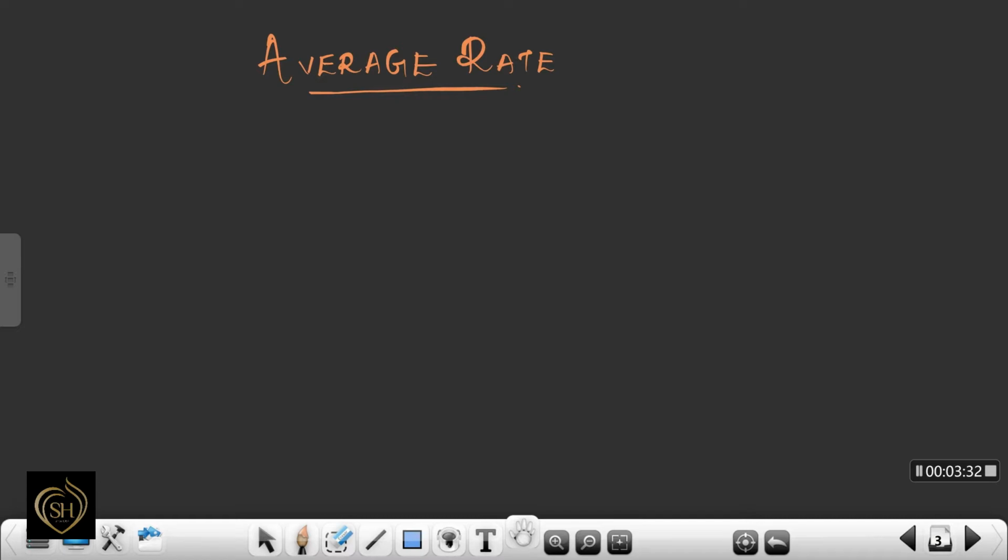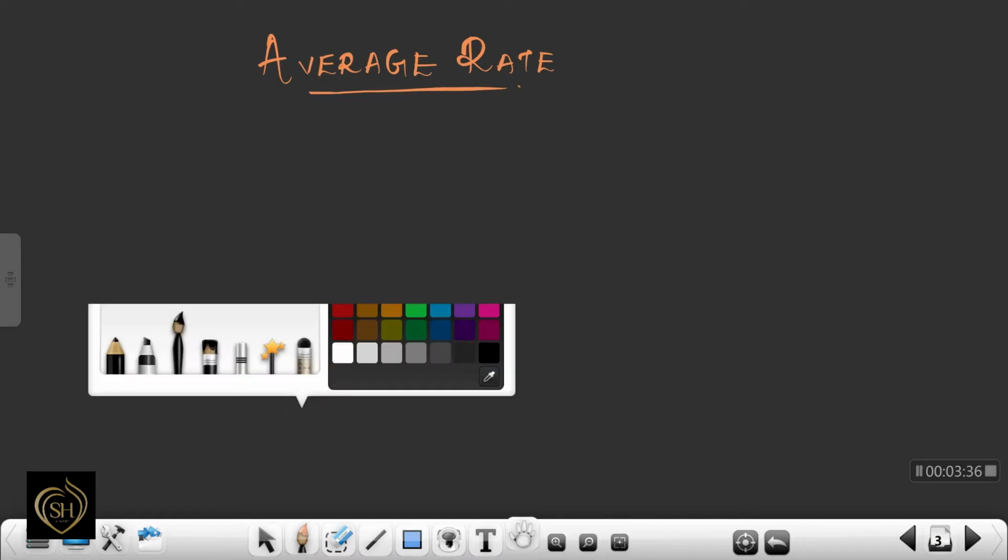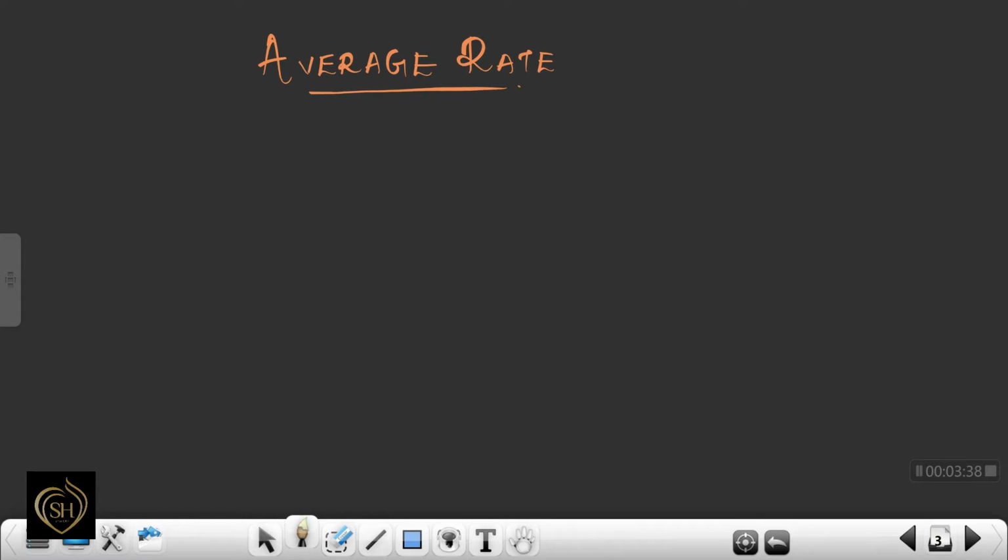The next term we have to discuss is average rate. So what is average rate? The change in concentration of any of the reactants or any of the products per unit time over a specified interval of time is called the average rate of the reaction.